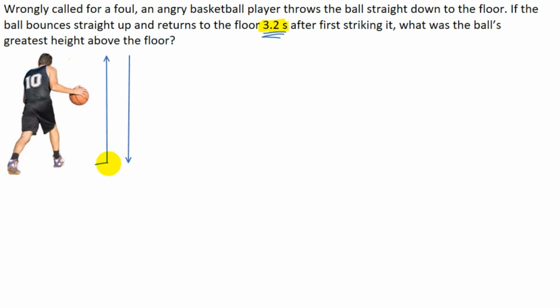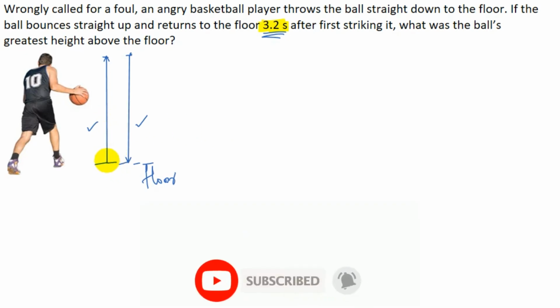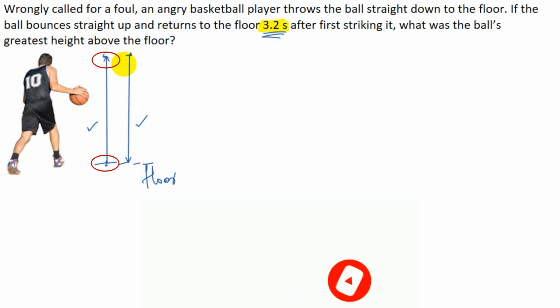So suppose this is the floor. This height we have to calculate, this total height from this point to this point. Now if you calculate this height or this height, it's one and the same thing because they are equal. Now one more thing we know is that the time taken by the ball to rise will be the same as the time it takes to fall, because it is a case of free fall. So the time taken by the ball from this point to this point will be equal to the time taken from this point to this point.